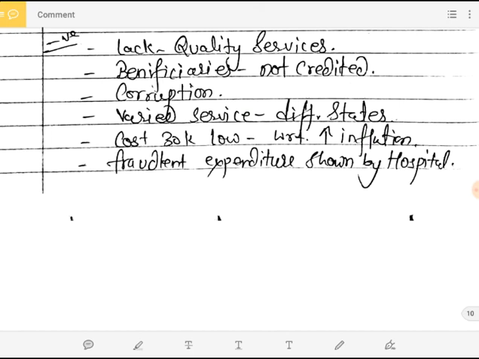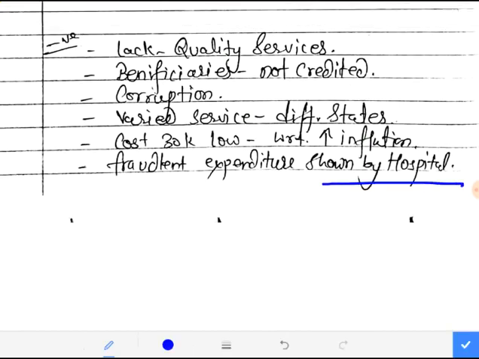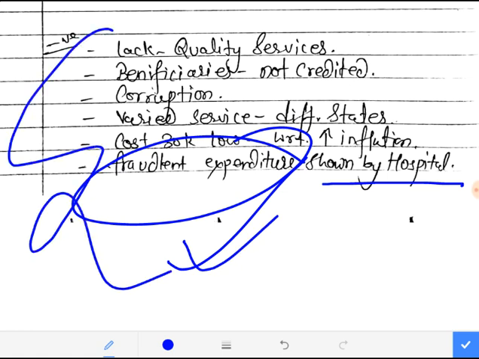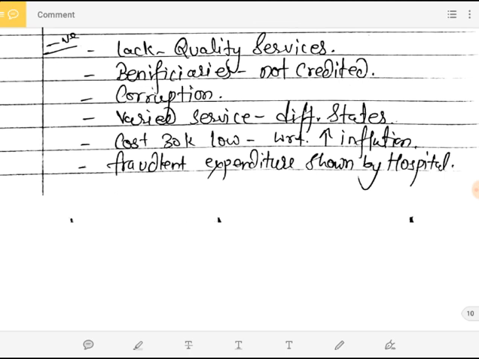Next, fraudulent expenditures are also shown by hospitals, where it is being seen that hospitals know that the poor people are getting 30,000 rupees, and say for example the charge is 20,000 rupees only, so they'll do something to manipulate this 20,000 figure into somewhere near the 30,000 figure, right? So these are the kind of fraudulent expenditures that have been done. So these are a few of the negative things which you can show regarding this Rashtriya Swasthya Bima Yojana in your answer, right?